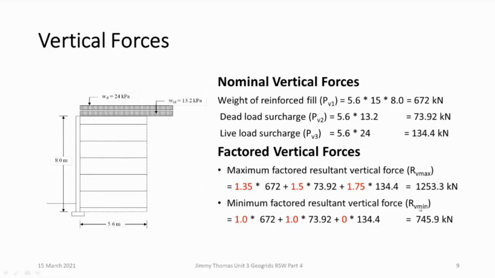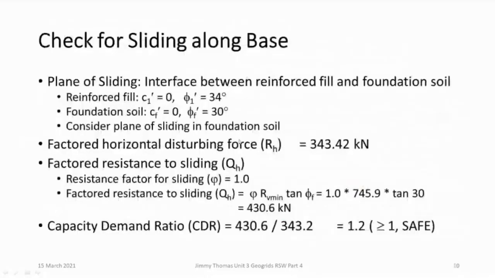Now we can check for the sliding along base. Here, basically, we have the reinforced soil. It has got a phi value of 34, because cohesion is 0. The effective cohesion is 0. Phi is 34. Then we have the foundation soil. Again, cohesion is 0. Phi is 30 degrees.